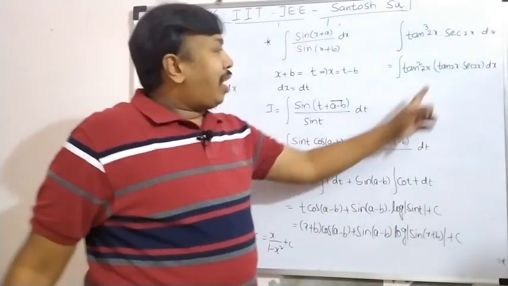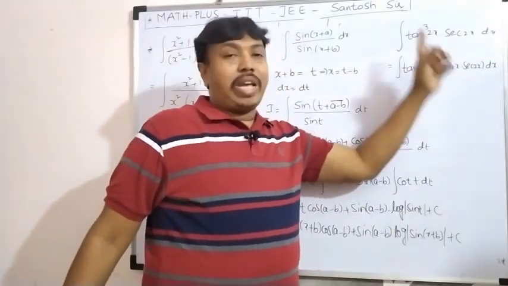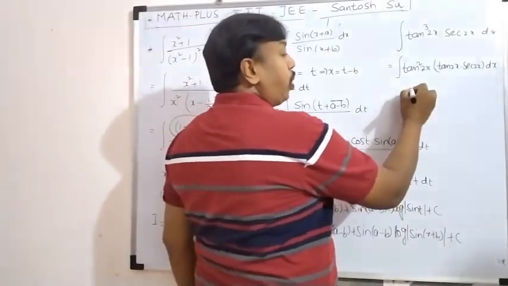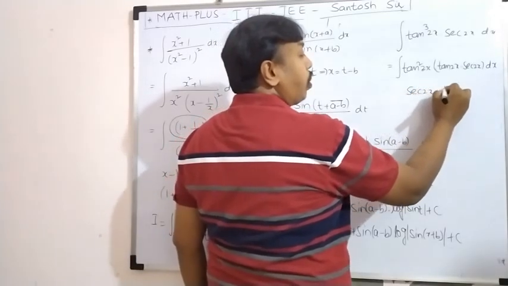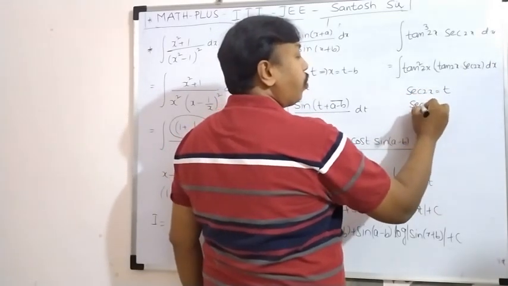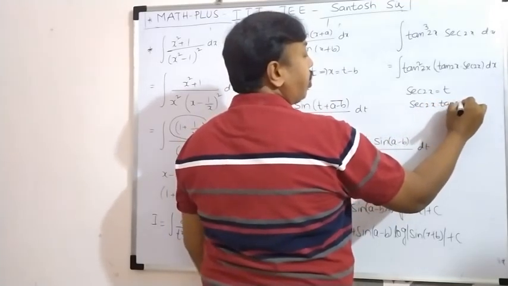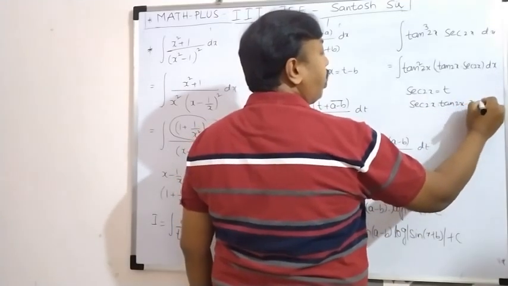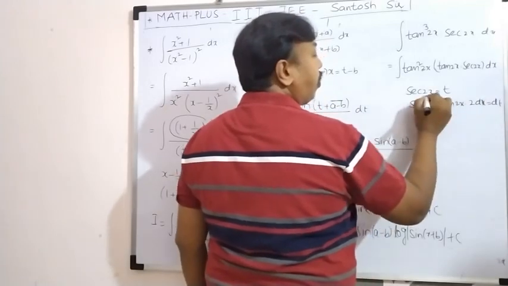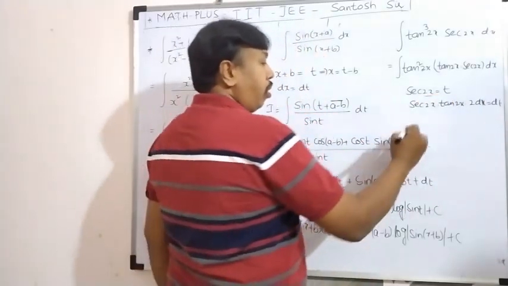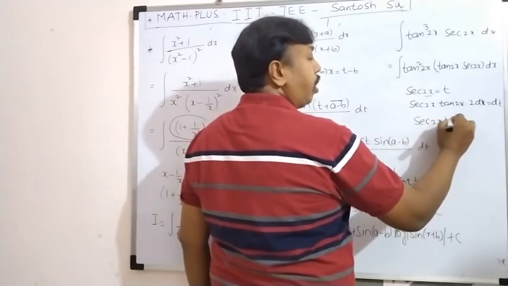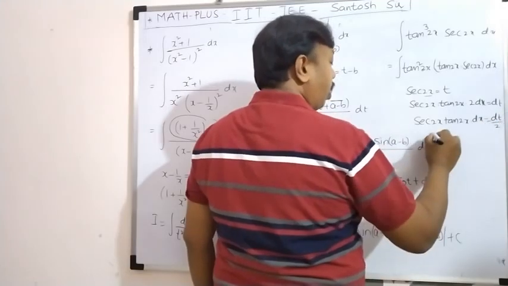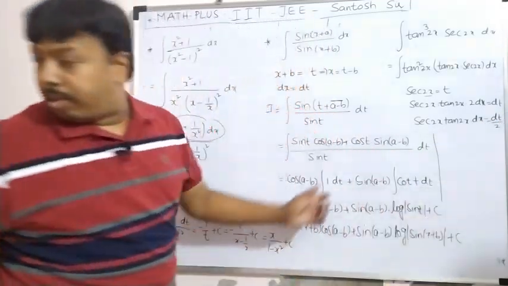Now see, tan x into sec x or sec x into tan x, this is the derivative of the secant function. So I am going to take secant 2x is equal to t. So secant 2x into tan 2x dx is equal to dt. Here, because the function is in terms of 2x, we get 2 dx is equal to dt. So secant 2x into tan 2x into dx is equal to dt upon 2. Now my integration becomes, I am writing this.